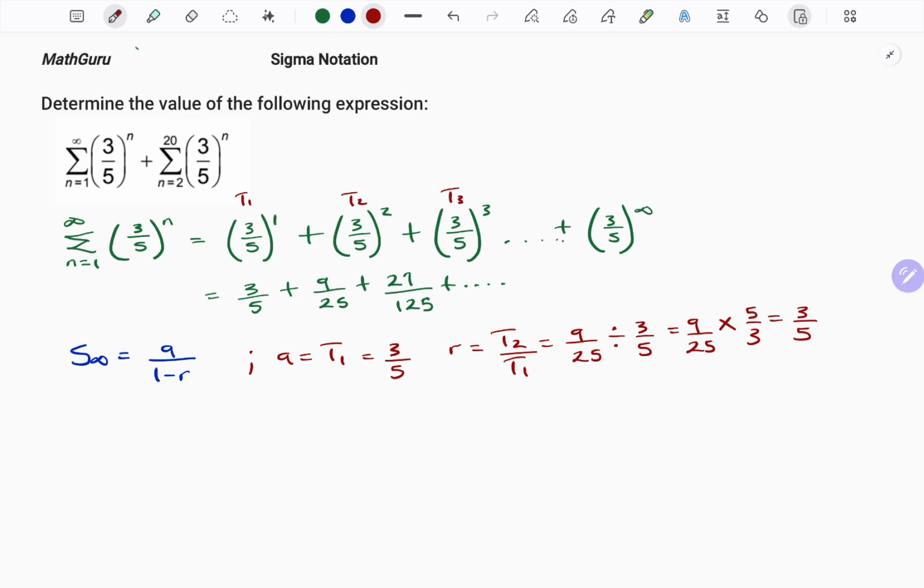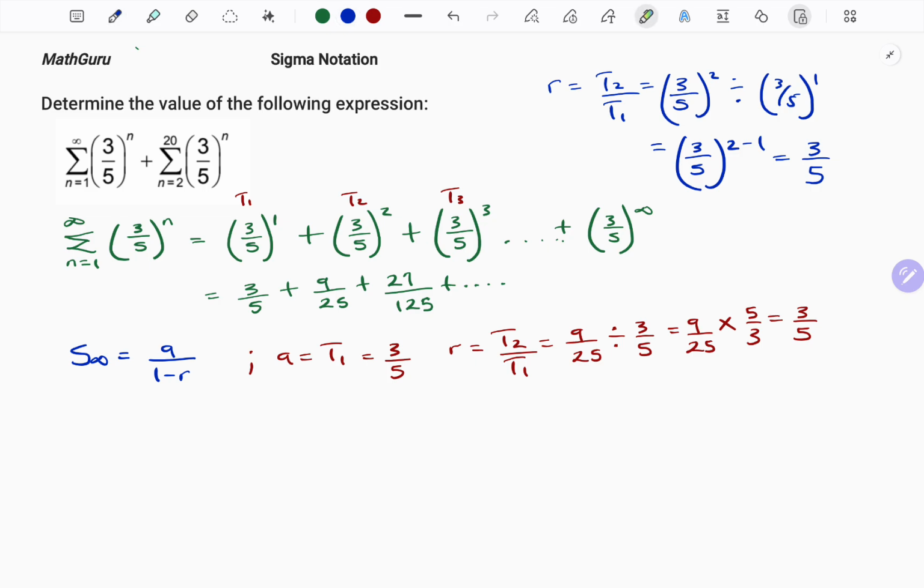The other alternative is, if I don't simplify my expression, I can always apply the laws of exponents. The ratio r equals t2 over t1, that is equal to (3/5) squared divided by (3/5) to the power of 1. And we know that by the laws of exponents, if the bases are the same, you subtract the exponents, so that's 3 over 5 to the power of 2 minus 1, which is still equal to 3 over 5.